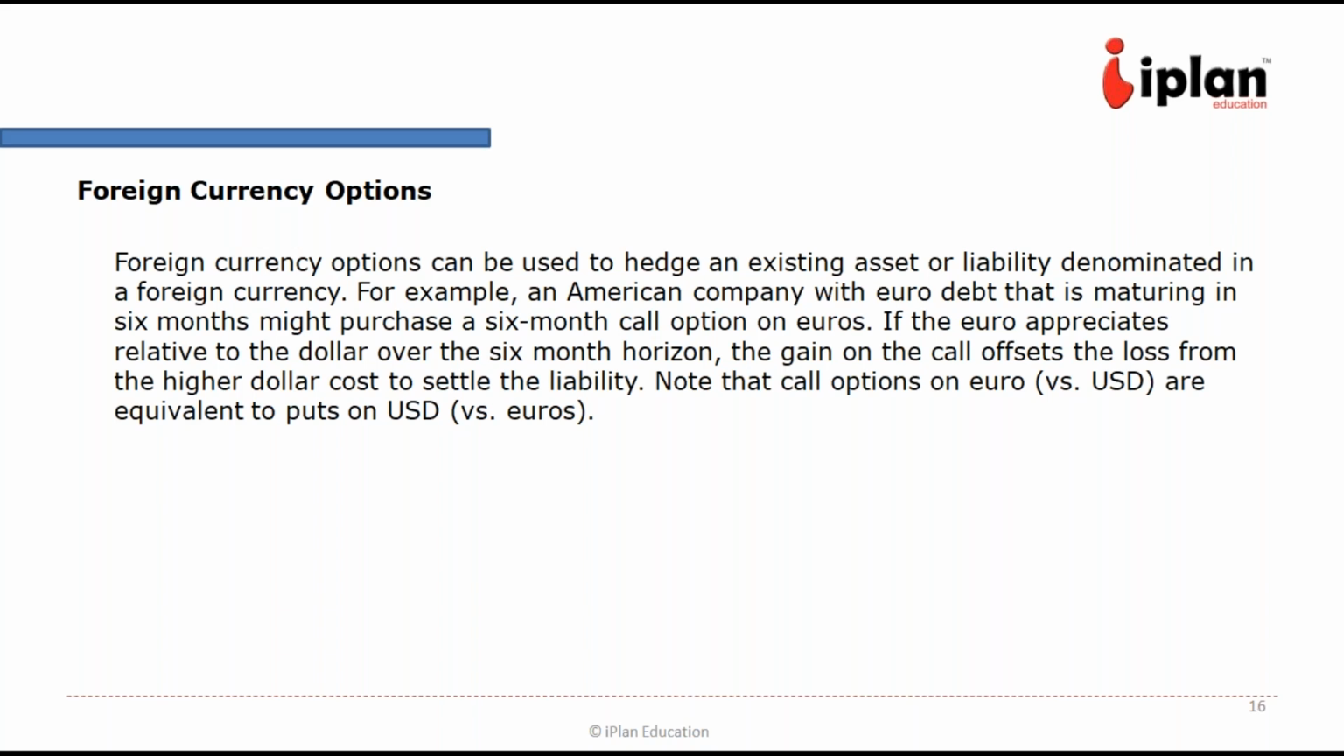So if the euro appreciates relative to the dollar over the 6 months horizon, the gain on the call offsets the loss from the higher dollar cost to settle the liability. Note that the call option on euro versus dollars is equivalent to the puts on USD versus euro. So if you have a euro USD position, okay, you want me to do the calculation? Very simple.